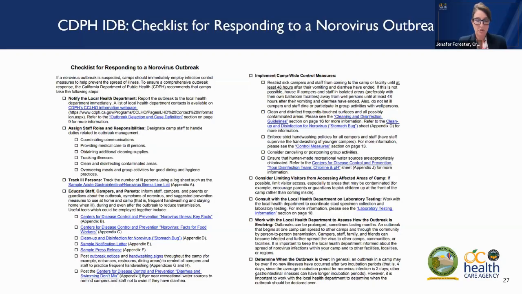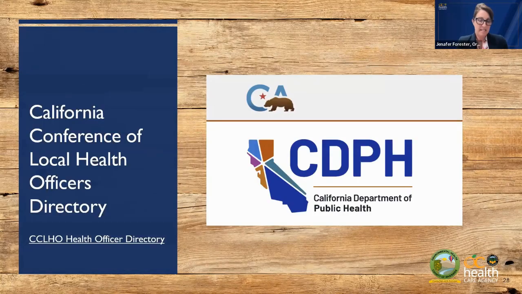This slide captures the toolkit's checklist for responding to a norovirus outbreak. We will now review each section in the checklist. The camp will need to maintain the local health department contact. So did you know that the California Conference of Local Health Officers directory is provided on the California Department of Public Health website?